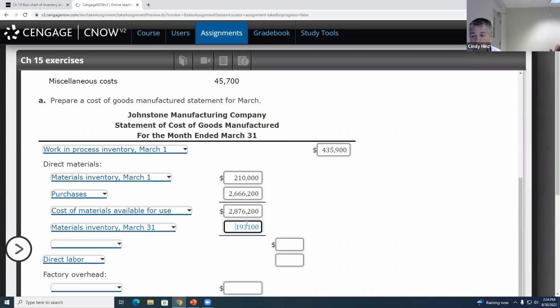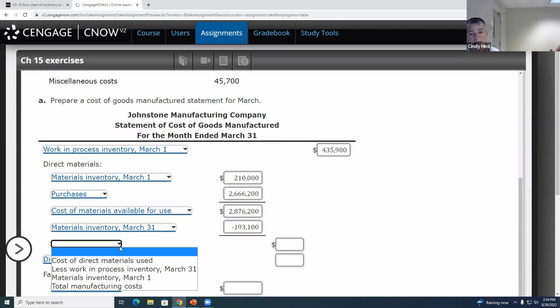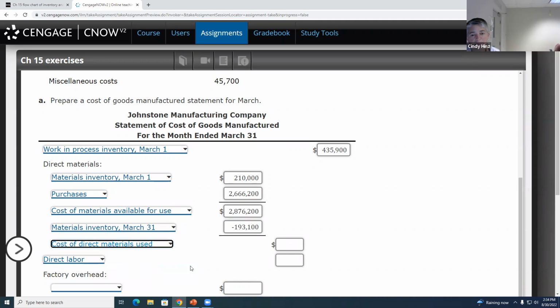Just like I told you in the previous exercise, if it helps you to remember to subtract that materials inventory, you absolutely can put a negative there. The only time you can't do that is if the exercise specifically says use a negative or don't use a negative. Otherwise, it will accept either the negative or the positive.